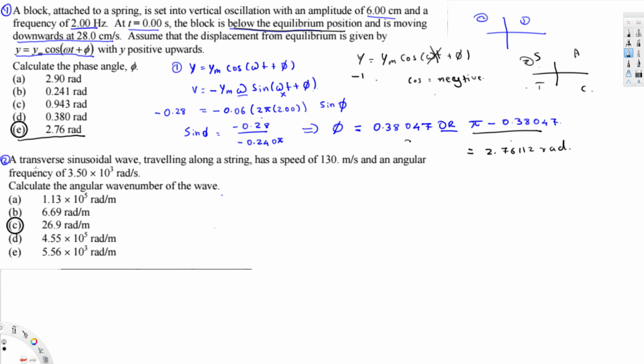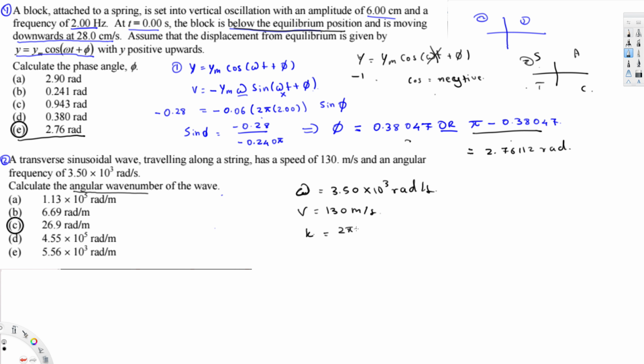The next question is asking: a transverse sinusoidal wave traveling along a string has a speed of 130 meters per second and an angular wave frequency of 3.5 times 10 to the power of 3 radians per second. So they have given omega, that is omega is equal to 3.50 times 10 to the power of 3 radians per second, and the speed, v equal to 130 meters per second. They are asking to find k, the angular wave number.